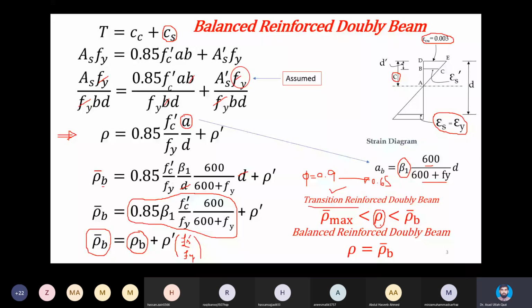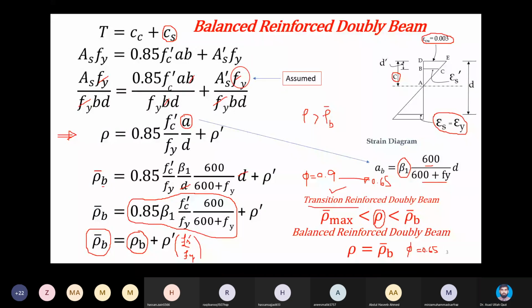And if suppose rho comes out to be greater than rho bar balanced, it means we are in the over reinforced domain, which is highly unacceptable because that beam will be brittle in failure, and even in doubly beams we can't allow such beams which are giving us little or no warning.